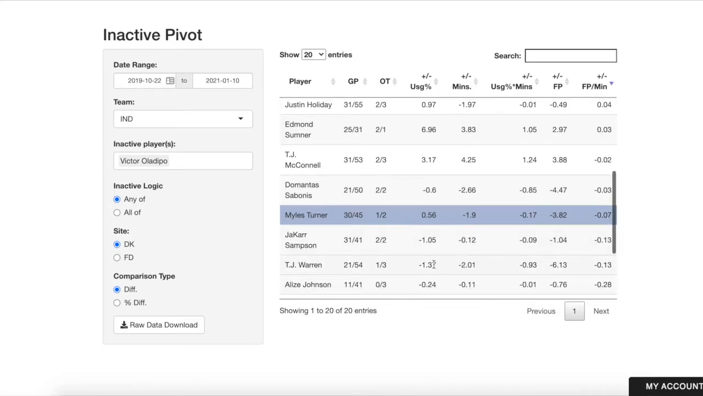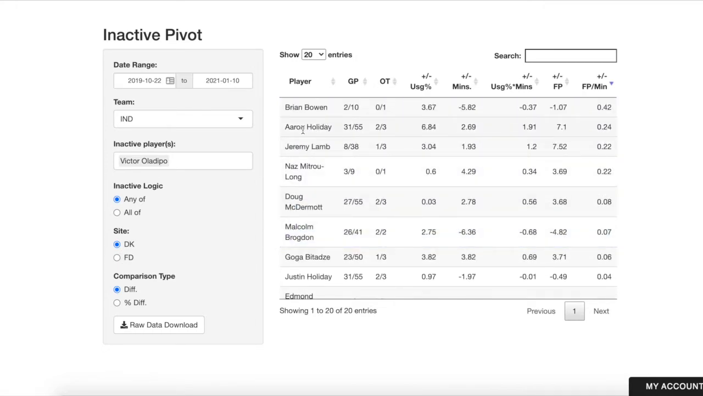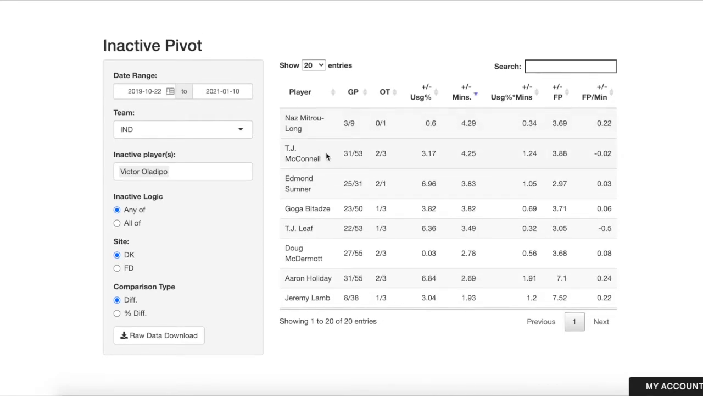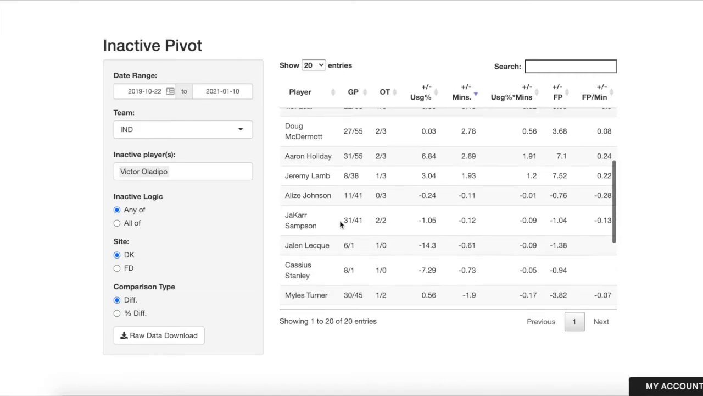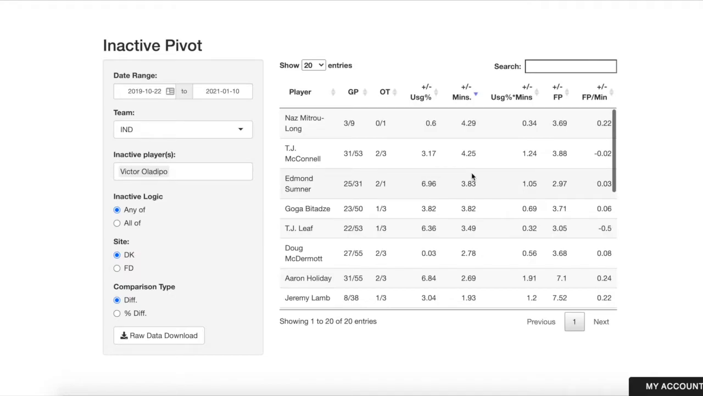Same for TJ Warren. So I think that's actually interesting. Oladipo might be a guy who, aside from the direct beneficiaries, which it looks like Holiday is one of those guys, McConnell, some of these other star players for Indianapolis actually seem to be hurt by the absence of Oladipo. So maybe he kind of makes that offense go. So I find that interesting.